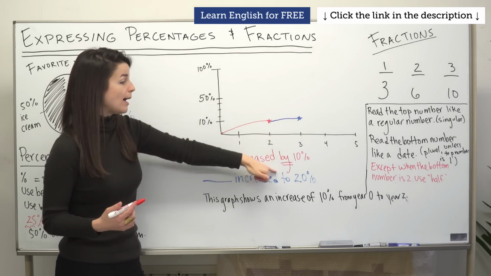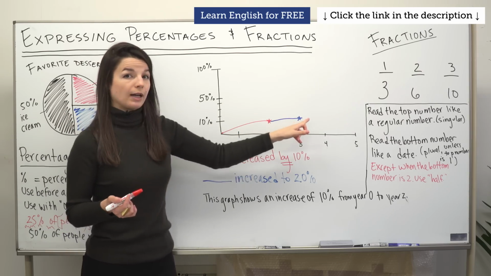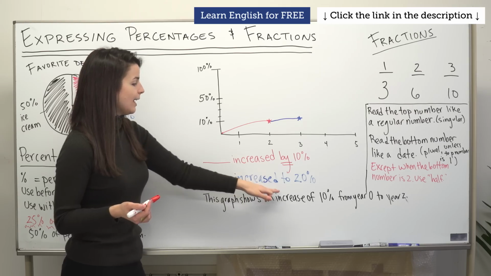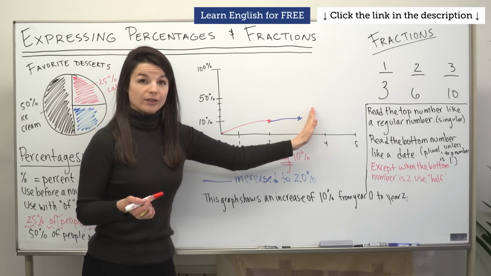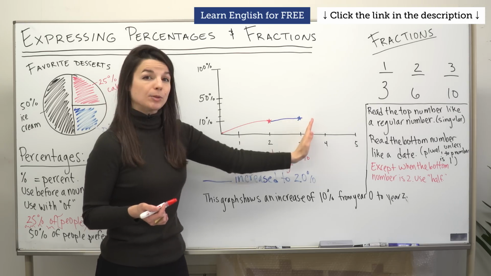So in this case, both "by" and "to" could be correct. However, with the blue line here, the data here, I'm saying it increased to 20% in this time period. So that's the end point. So 2 is showing us the end point here.